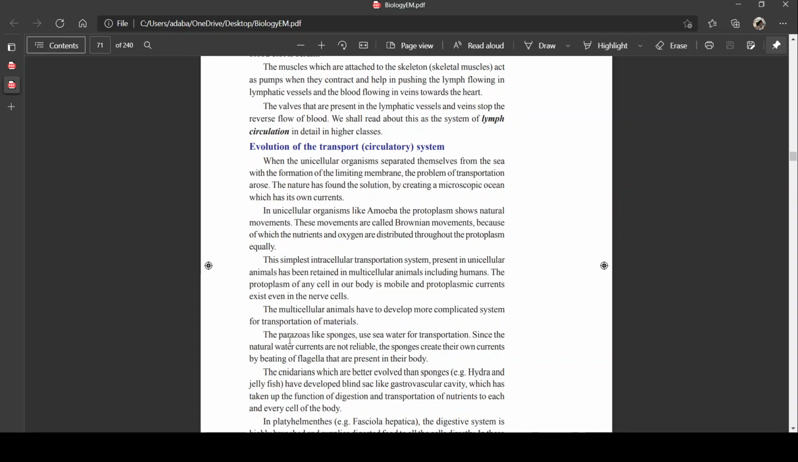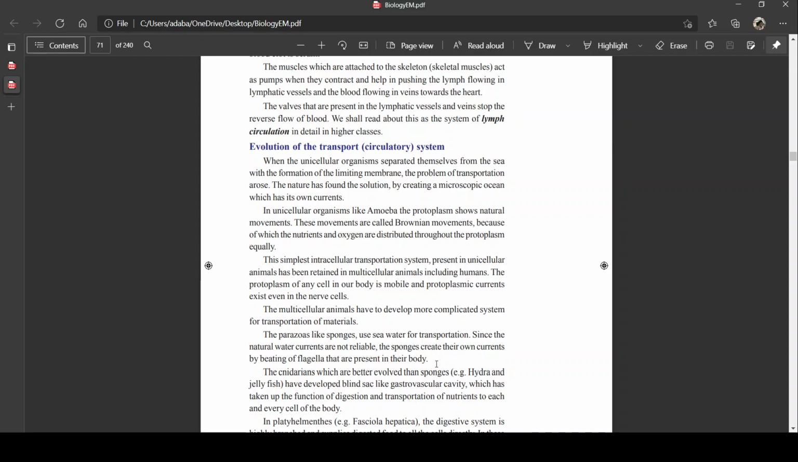The next phylum is Porifera, the parazoans like sponges. What is the example of Porifera phyla? Sponge is the best example. The sponges use seawater for transportation. The natural water currents are not reliable. He used seawater, but the water currents are not reliable for transportation.